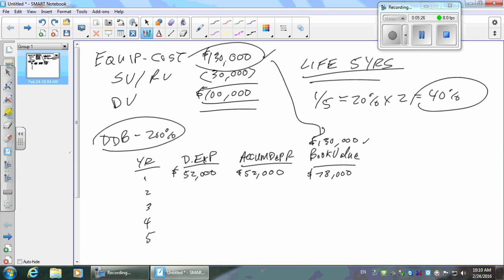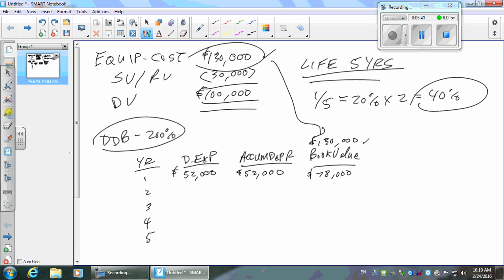Oh, by the way, if I was doing a half year, what would I do? Calculate it exactly that way and take half of the 52. Got it? For half a year. For a quarter of the year, I take a quarter of it. And then I just keep calculating the same way, right? I'd have a different remaining book value, but I'd still take 40%. Okay? All right?